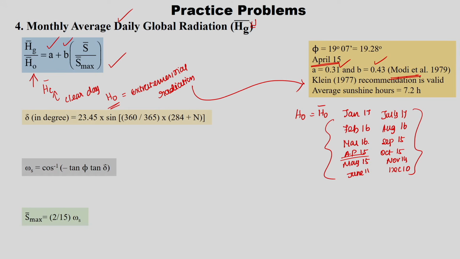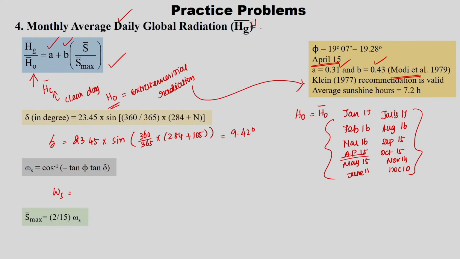The first thing we are supposed to calculate is delta, because delta would change here. What we have taken is April 15th, which is nothing but the 105th day of the year. So delta is 360 upon 365 into (284 plus 105), which turns out to be 19.42 degrees.